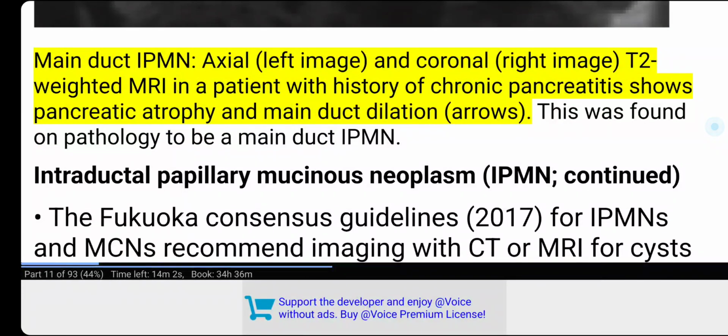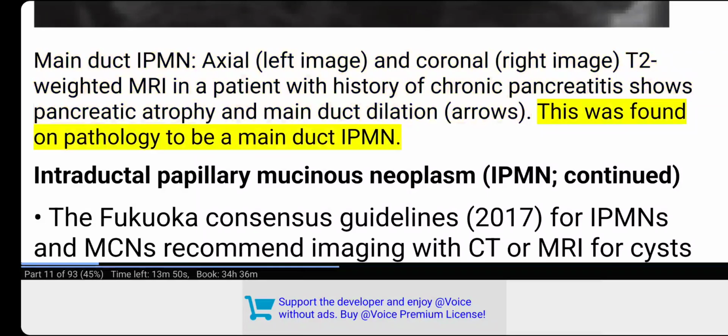Main duct IPMN, axial left image and coronal right image T2 weighted MRI in a patient with history of chronic pancreatitis shows pancreatic atrophy and main duct dilation, arrows. This was found on pathology to be a main duct IPMN. Intraductal papillary mucinous neoplasm, IPMN, continued.